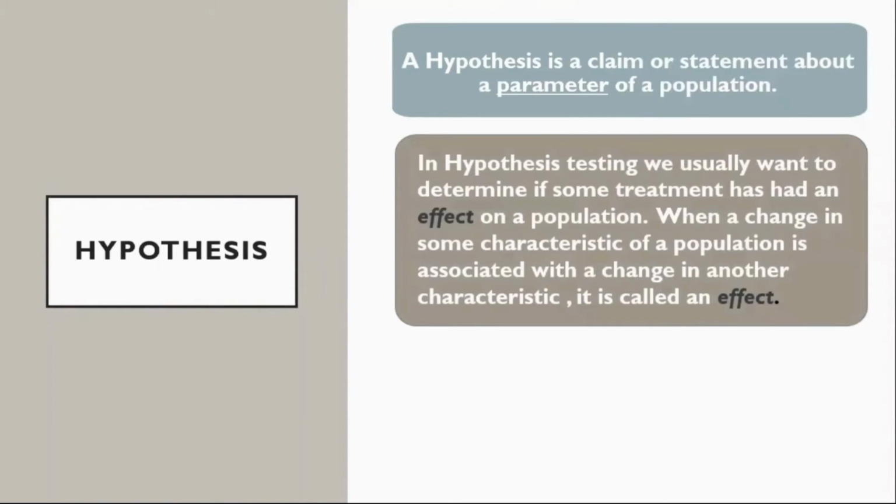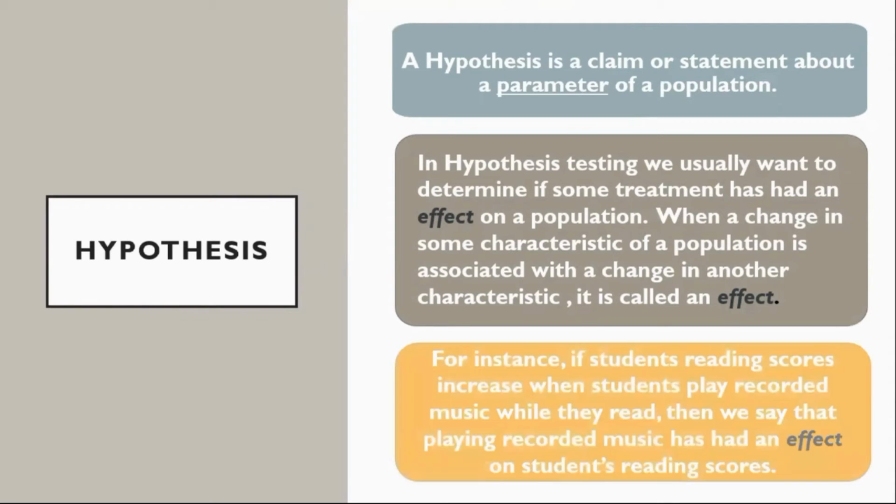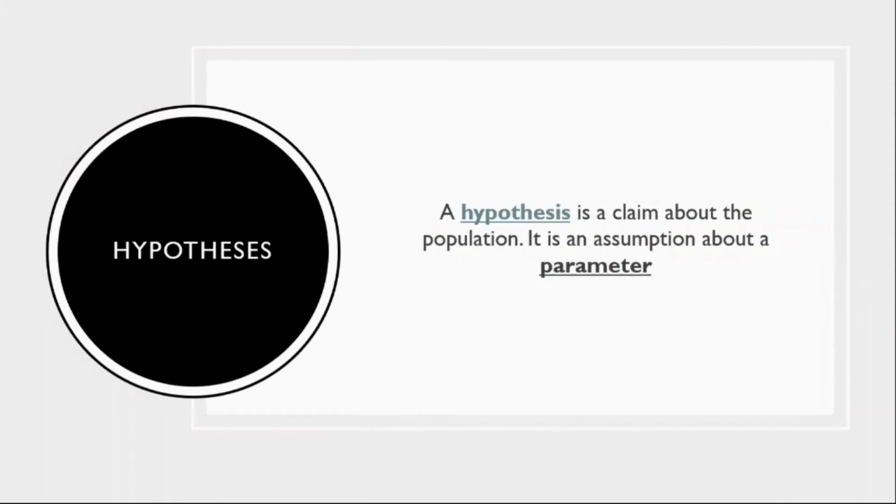In hypothesis testing, then, we usually want to determine if some treatment has had an effect on a population. When a change in some characteristic of a population is associated with a change in another characteristic, we call it an effect, right? For instance, if we want to show that playing music in the background while students take a test or read has an effect, we would conduct an experiment and ask if the playing of music in the background had an effect on their reading scores. So a hypothesis is a claim about a population, and it is going to be used as an assumption about a parameter.